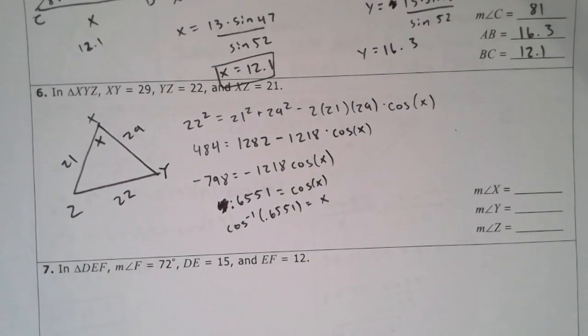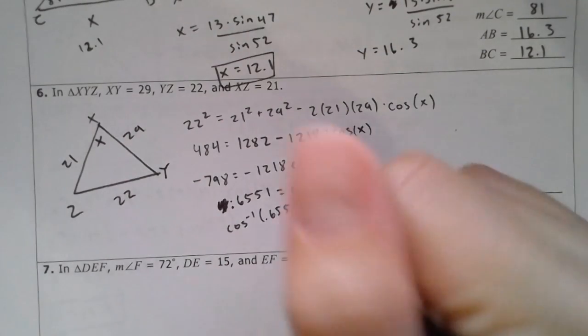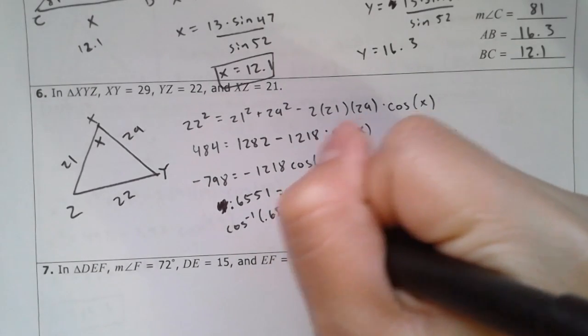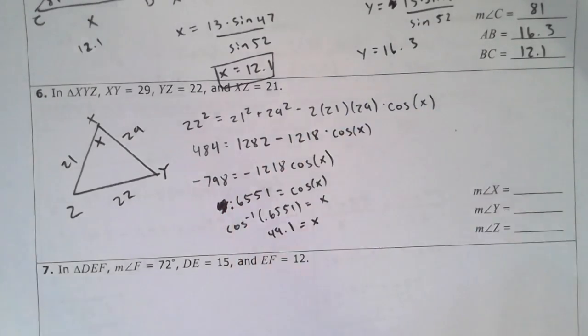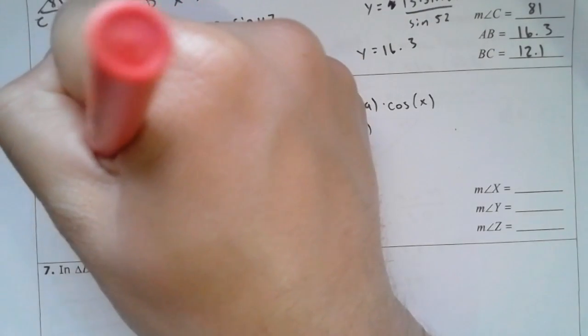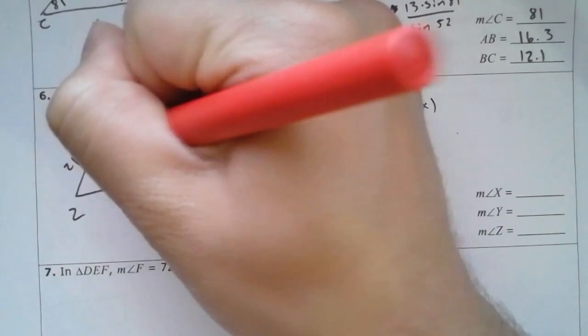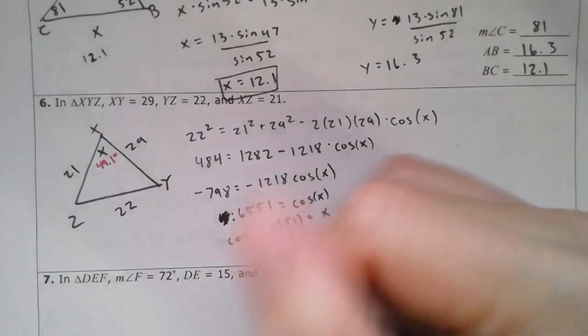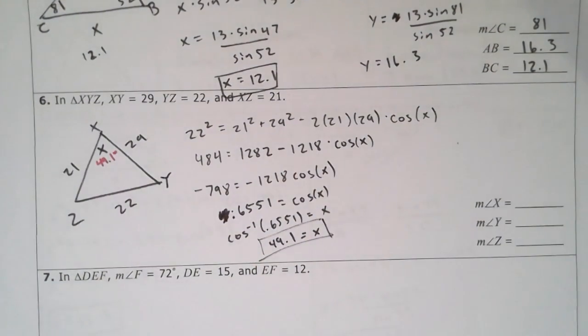When you do that in your calculator, you're going to get, whoops, sorry, this is one that I made a mistake on in my side notes, so that's why it's taking longer. You're going to get 49.1. So x is equal to 49.1. Let me use a different color here because it's going to start to get crowded. So this angle here is 49.1 degrees.